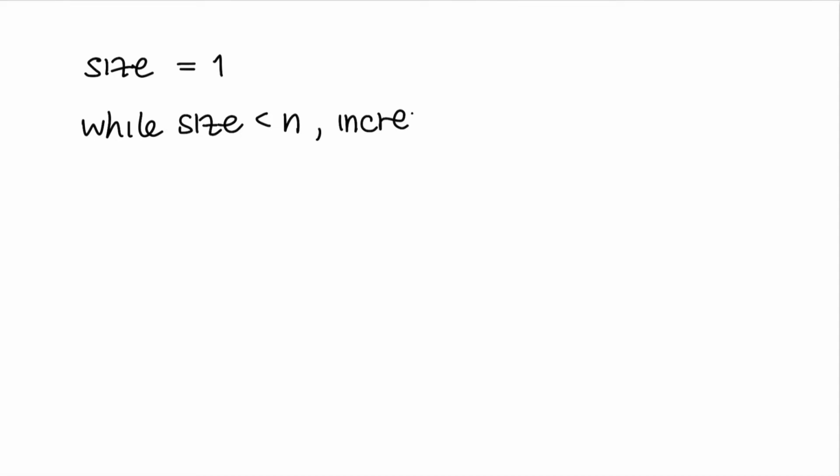Let's try writing this down in a more logical way. First, we need a variable that will tell us where we are in the merging process. And we're just going to call this variable size, as in the size of each subarray, and we're going to set it to 1 in the beginning. We're going to have a loop that will increment this size by multiplying it by 2 after each loop.